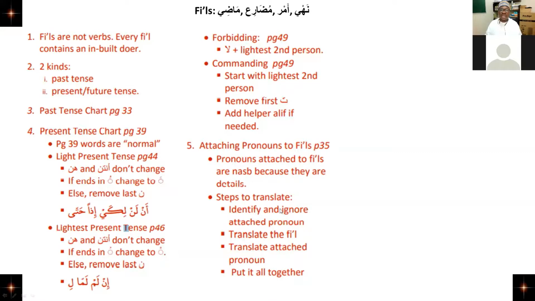These are the steps to translate a pronoun that is attached to a fi'l. First of all, identify the pronoun and ignore it, and then translate the fi'l itself, and then translate the attached pronoun before putting them together. For instance, when I say ra'aytukum or ra'aytuhum, inni ra'aytu ahada ashara kawkaban, inni ra'aytuhum li sajidin. Okay, ra'aytuhum, I saw them. So ra'aytu, there is a pronoun inside. This one is called damir mustatir, but this one is damir muttasil. Muttasil is different from mustatir. Okay, so this one is known as muttasil.